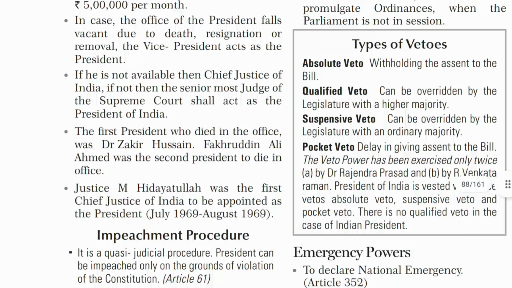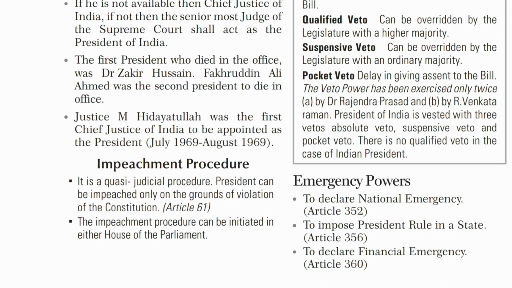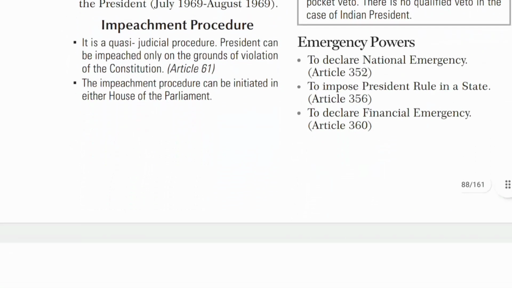Types of vetoes: absolute veto, withholding the assent to the bill. Qualified veto can be overridden by the legislature with a higher majority. Suspensive veto can be overridden by the legislature with an ordinary majority. Pocket veto, delay in giving assent to the bill. The veto power has been exercised only twice, by Dr. Rajendra Prasad and by Dr. Venkata Raman. President of India is vested with 3 vetoes: absolute veto, suspensive veto, and pocket veto. There is no qualified veto in the case of Indian President.